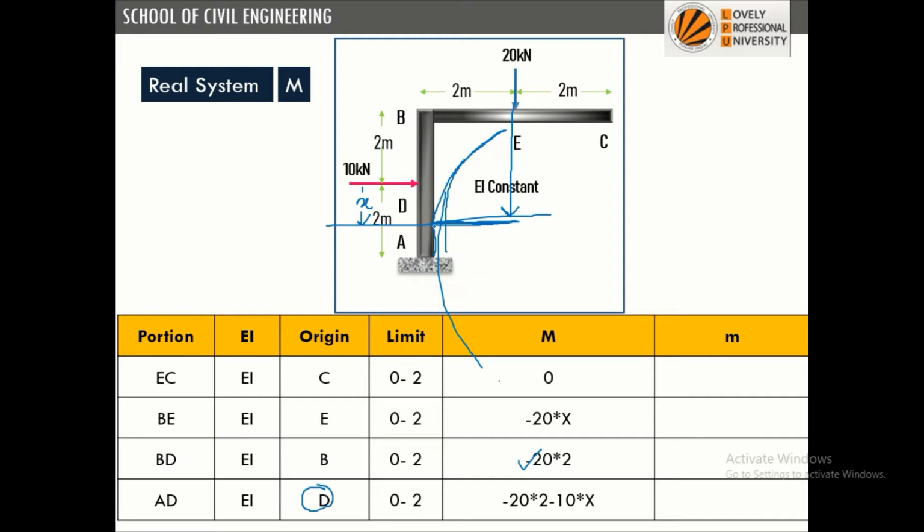Now we have to consider whether this is sagging or hogging. Again the observer will stand inside the frame, and because of this force there will be hogging moment in the column, and because of this force there will be hogging in the column. So both the forces, 20 kilonewton and 10 kilonewton, are producing a hogging curvature in the member, so it will be taken as negative. So minus 20 into 2 and minus 10 into x.